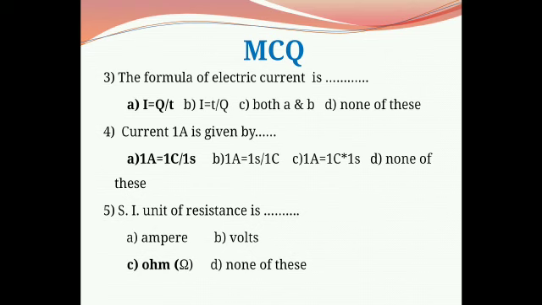Fifth question is, SI unit of resistance is. Options are option A ampere, option B volts, option C ohm, option D none of these. We know the formula for resistance is V upon I, that is, unit of resistance is volts per ampere, which is also called ohm. Therefore correct option is C, that is ohm.